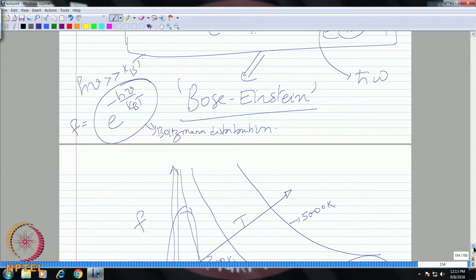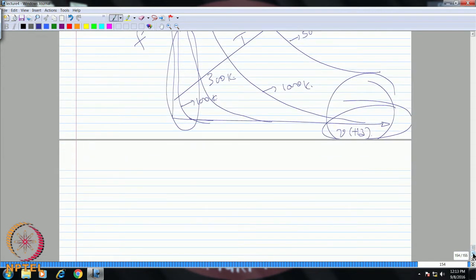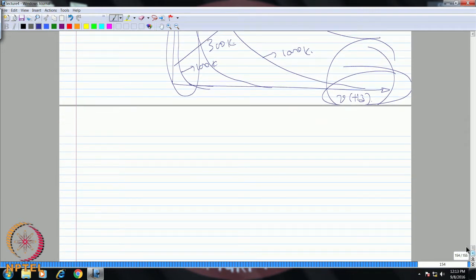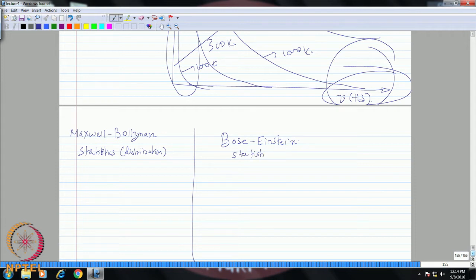So, what we will do is quickly summarize the distributions and the corresponding energy carriers they represent. We will look at Maxwell-Boltzmann statistics. Statistics and distribution are used interchangeably. And you have the Bose-Einstein statistics, and you have the Fermi-Dirac.